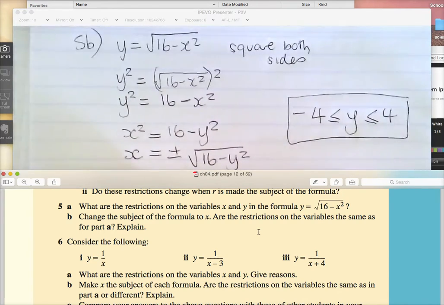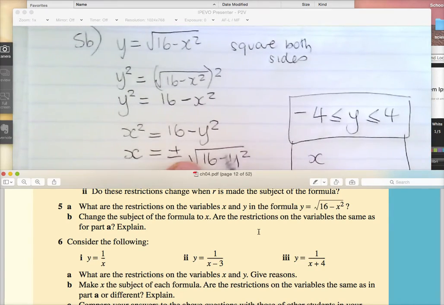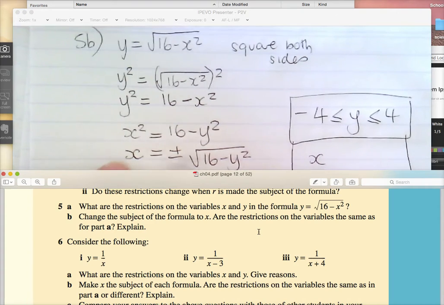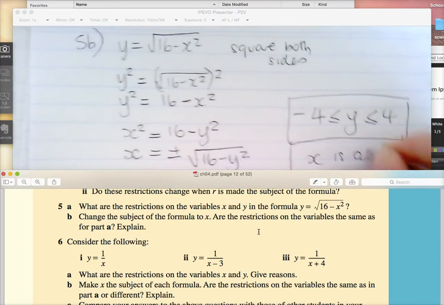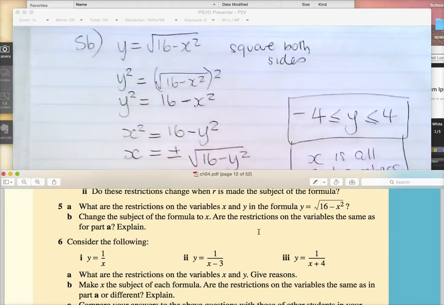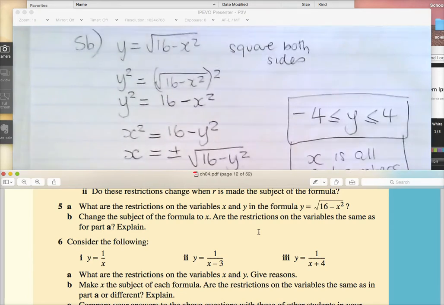Now, what can x be? Girls, if this bit's always positive or 0, but then you can get plus 0, plus a positive, or minus a positive, x can be anything. Because if x is positive, you get the positive answer, and if x is negative, you get the positive answer. So x is all real numbers because it's got plus or minus. All real x. You just say all real x.